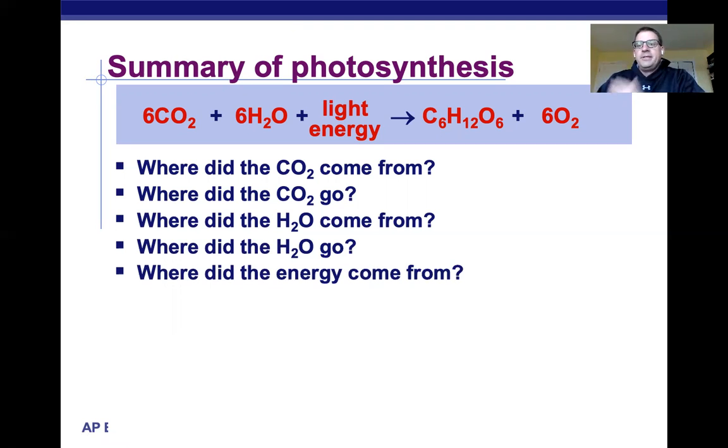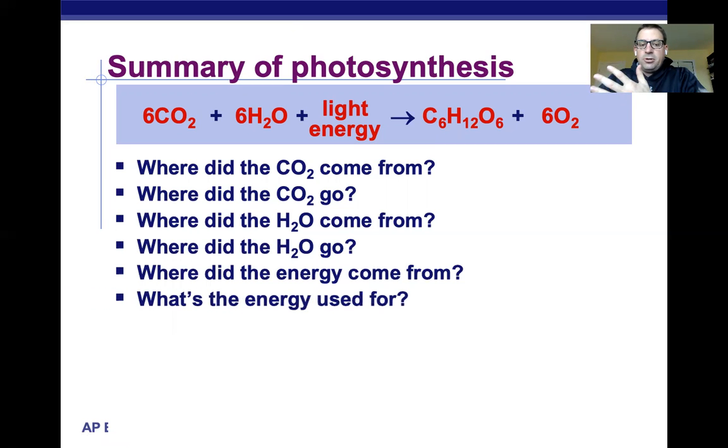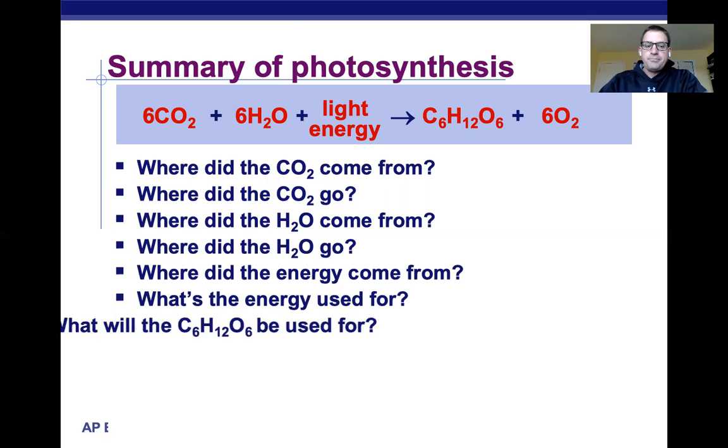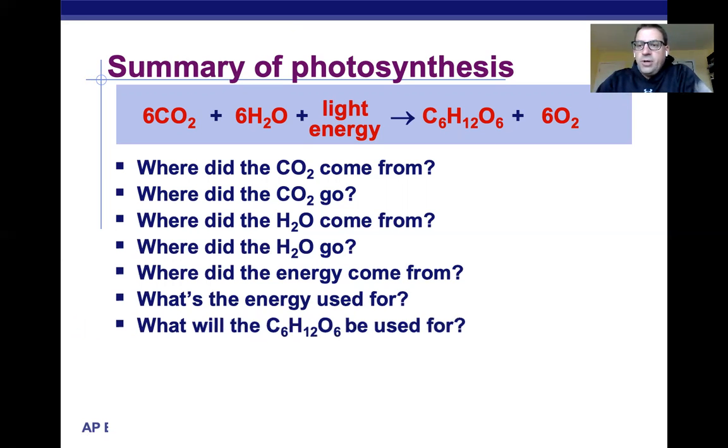Where'd the energy come from? The sun, right? Photosynthesis is solar powered. What is the energy used for? It is used to help reduce carbon dioxide and form G3P. What will the C6H12O6 be used for? It is used as an energy molecule, right? The plant will break that down in cellular respiration to generate ATP.